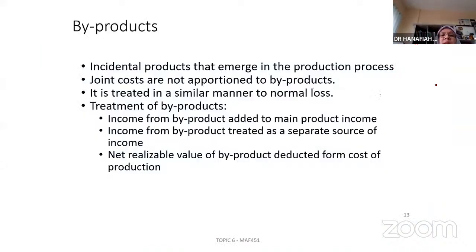So now we look at the byproduct, which is incidental product that emerges in the production process. Joint costs are not apportioned to byproduct. It is treated in a similar manner to normal loss. Treatment of byproduct: income from byproduct is added to main product or source of income, where the net realizable value of byproduct is deducted from cost of production.